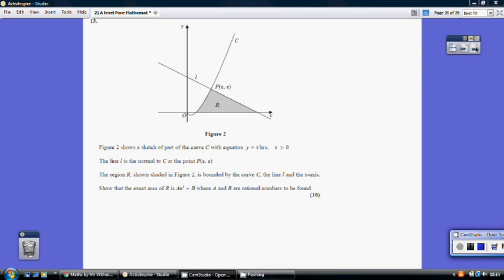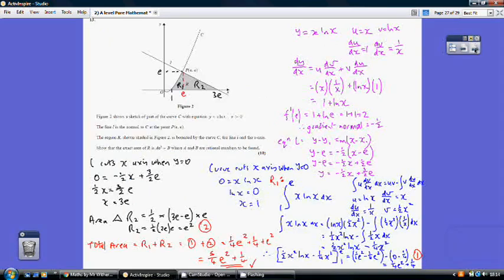Now, a lot of things to work our way through here. I'm going to start off by trying to work out the equation of the line L. Now, in order to do that, I need to know a point on it, which I know, E, but I'm going to need to know the gradient, and I can work that out as it will be perpendicular to the gradient of the curve at that point.